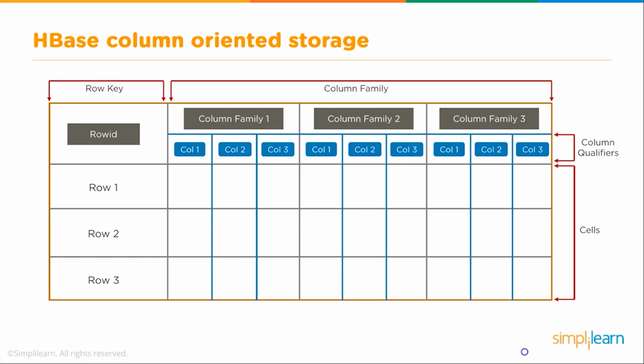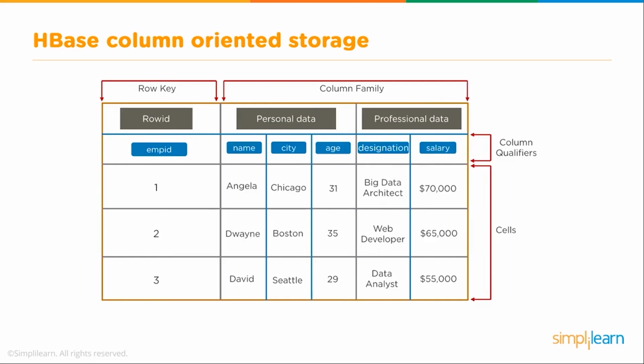Let's take a look at what it looks like when you fill the data in. Here we have a row key with a row ID, and we have our employee ID: 1, 2, 3. That's pretty straightforward. You probably would even have that on an SQL server. And then you have your column family. This is where it starts really separating out. In your column family, you might have personal data, and under personal data you would have name, city, age.